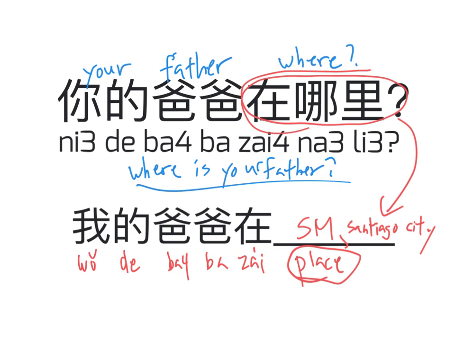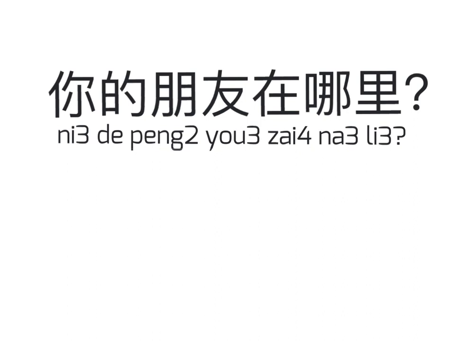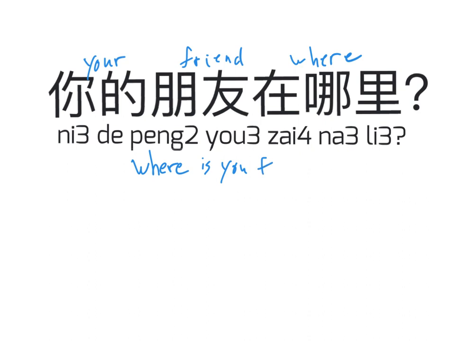Let's check other examples. Next example, again, if you could try it on your own, you could pause this video, translate it and answer it on your own. Did you get the answer? If not, let's see. The question is 你的朋友在哪里? Translation: your friend where? If we translate it, we have where is your friend.